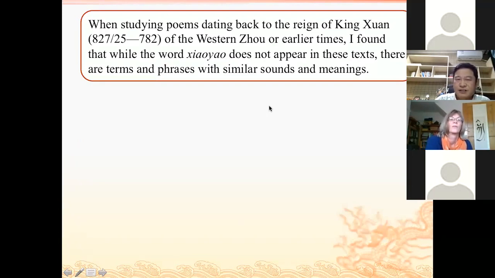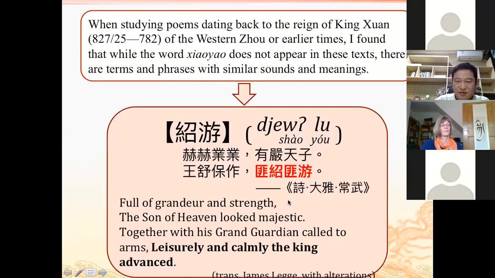When we study the poems dated back to the reign of King Xuan of the Western Zhou, which is the late 9th century BC and early 8th century BC, or earlier times, we found that while the word Xiaoyao does not appear in these texts, there are terms and phrases with similar sound and meanings.